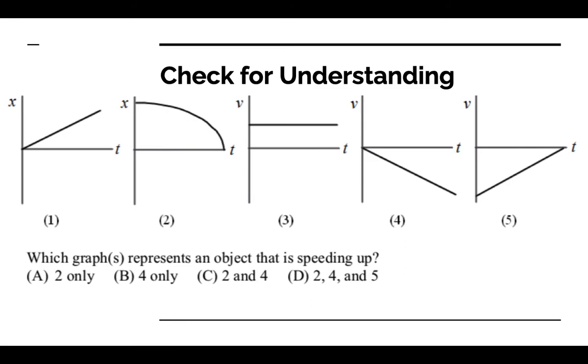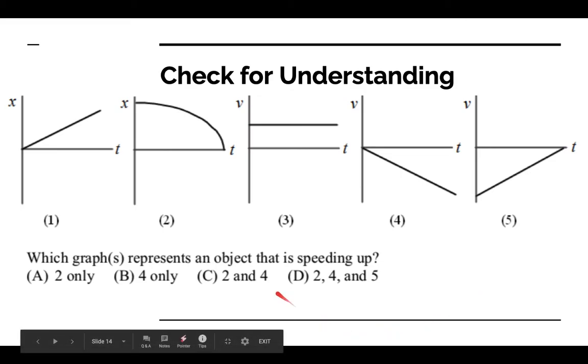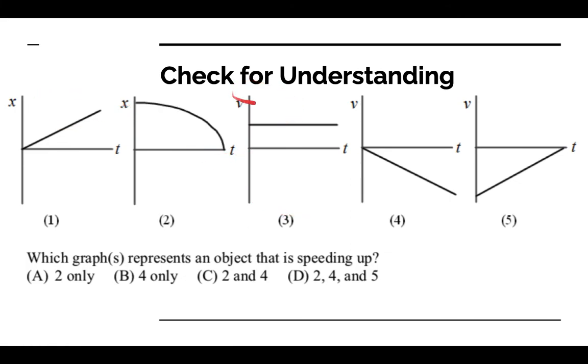All right, so a quick check for understanding to wrap up this lesson. Which graphs represent an object that is speeding up? We need to be careful with this question, because not all graphs are the same. Yes, they have different shapes. We can also see some graphs are position versus time graphs, whereas graphs 3 through 5 are velocity versus time graphs.